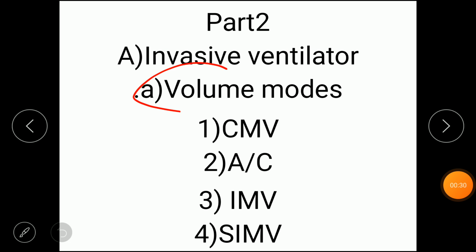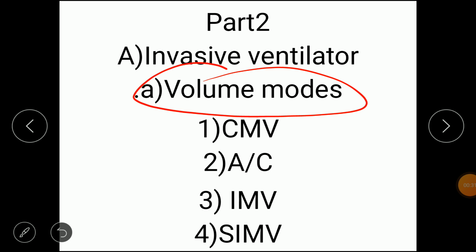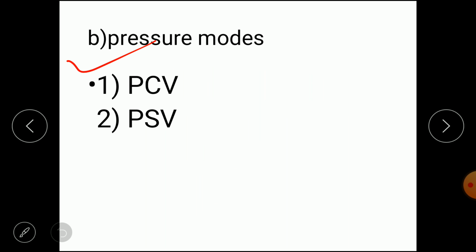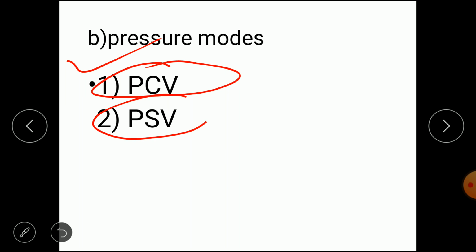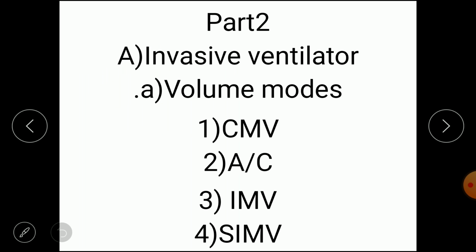In volume mode, there are four types: CMV mode, assist control mode, IMV mode, and SIMV mode. In pressure modes, there are two types, that is PCV mode and PSV mode. So first we talk about the volume modes, that is CMV. That means continuous mandatory volume.